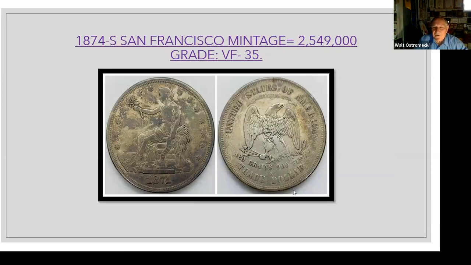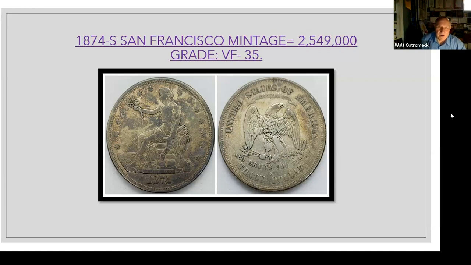1874 is San Francisco, which has a mintage of 2.5 million. This is a grade very fine. I use this because it's one of the few grades of a trade dollar that I have in very fine condition. This is the high-end part of very fine in the Sheldon grading scale, 30 to 35, but its detail is still sharp.